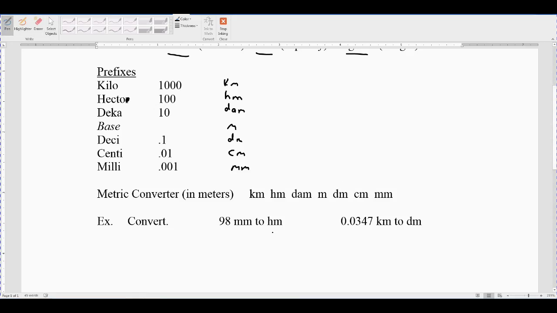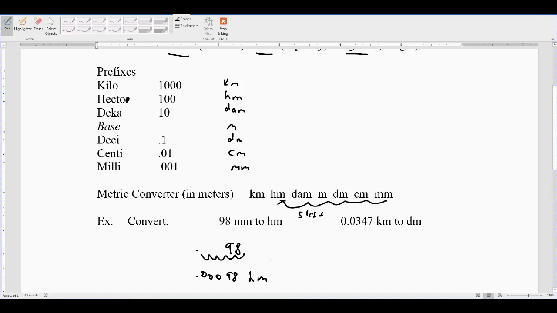So 98 millimeters to hectometers. What we're going to do is take this millimeters, and move or count over to hectometers. 1, 2, 3, 4, 5. So we went 5 left. Because we were given millimeters and we're going to hectometers, we need to move 5 places to the left. So we take our 98, which has a decimal in the end, and move it 5 places left. 1, 2, 3, 4, 5. So that means we have 0.00098 hectometers. So 98 millimeters is 0.00098 hectometers.